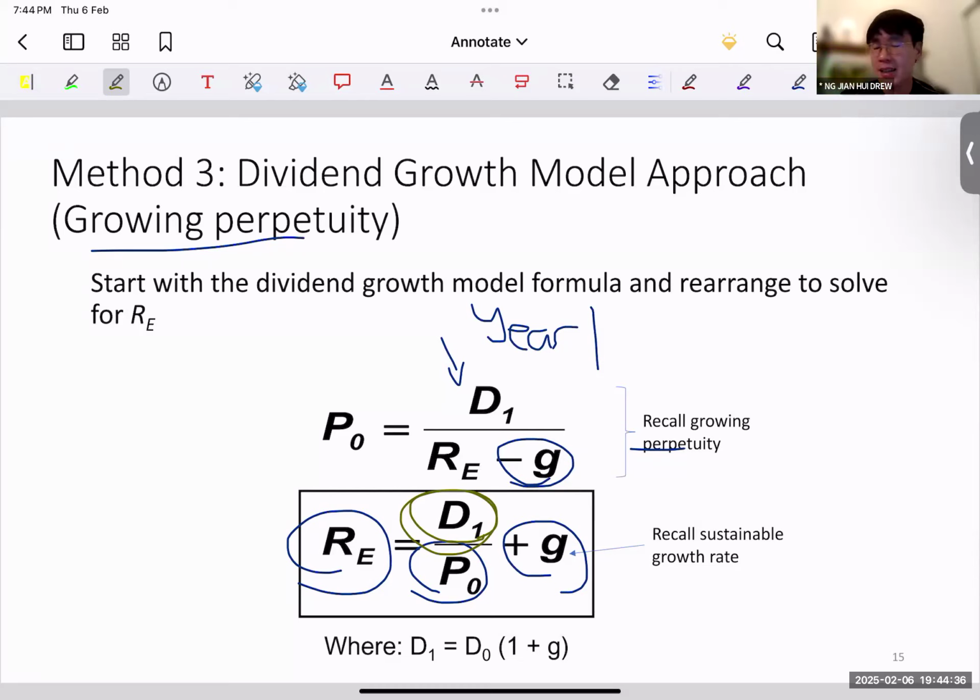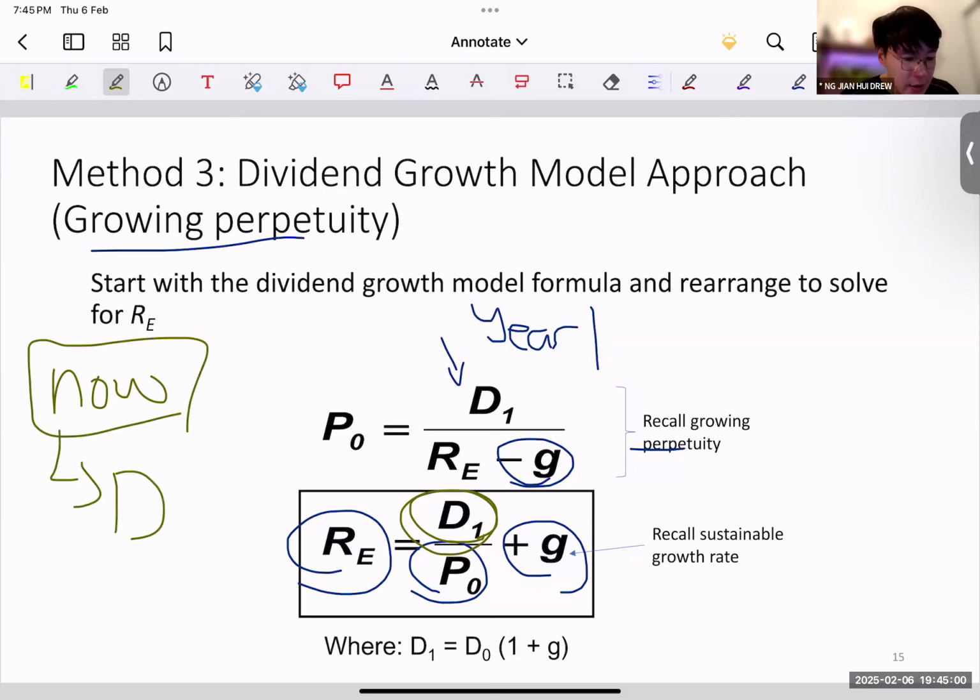So what does this mean? What's D1, D naught? Okay, so maybe some of you are like, oh, you can't really understand, right? The thing is, this is based on dividend. So D1 is the next period dividend. You are totally right. So read the question carefully. Let's say the question says the dividend now. If they use the word now, it means that this is D naught.